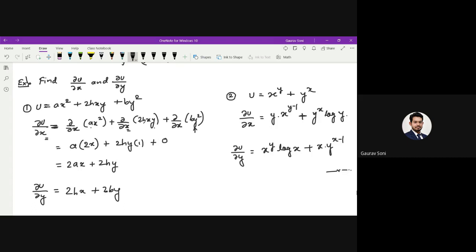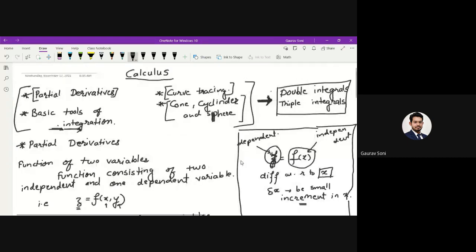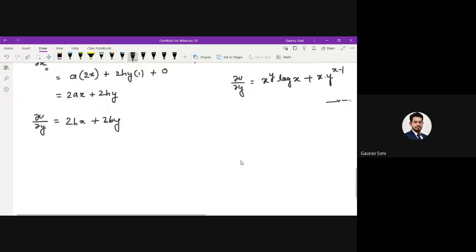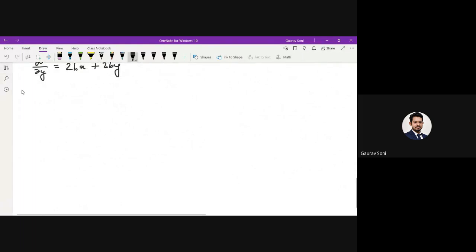Okay. So now you are able to find out the partial derivatives for the different functions. The next thing we need to look at is curves, different curves that we have. So we'll just recall the things that you have studied in your 12th standard. First of all, we'll try to explore different curves. So the first one, what is this?